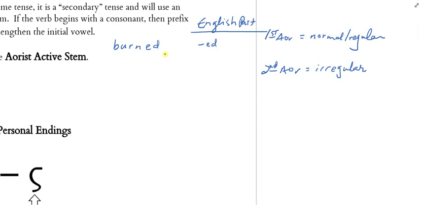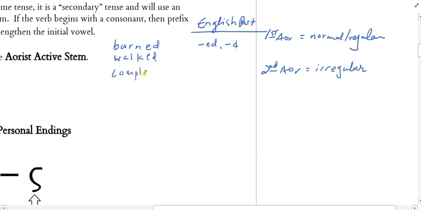Give me another one. Good, walked. So today I walk, present. Yesterday I walked, add ed, and we're home free, right? Another standard pattern for making something past is not to add ed, but just simply to add a d to the end. Can you give me an example of that? Good. So today I complete my Greek studies. Yesterday I completed my Greek studies. All right, so you get the idea.